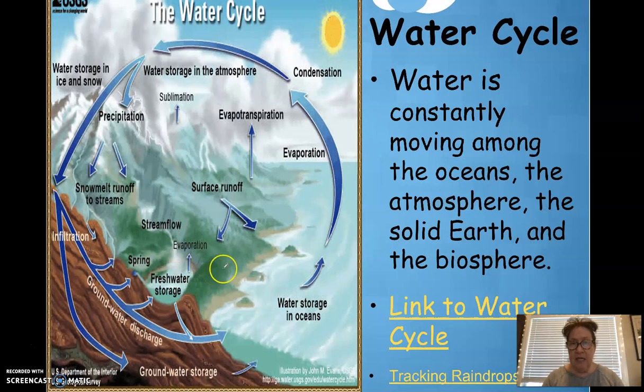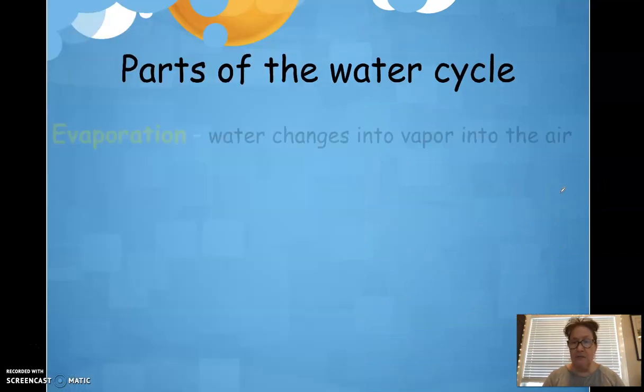When I look at the next one, a water cycle. Now, since second grade, water cycle has been out there. It's basically showing all the different components in a water cycle. This one is a diagram that demonstrates it. And I also have a link here to the water cycle and also tracking raindrops video that's available as well. So let's look at the parts of the water cycle.